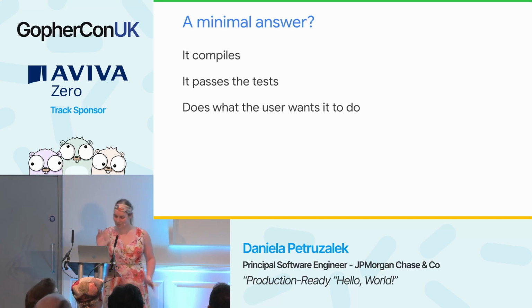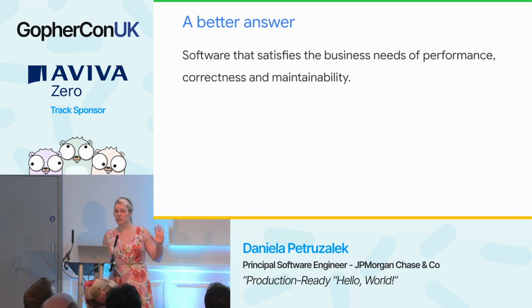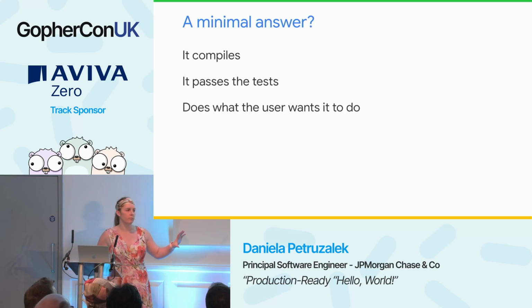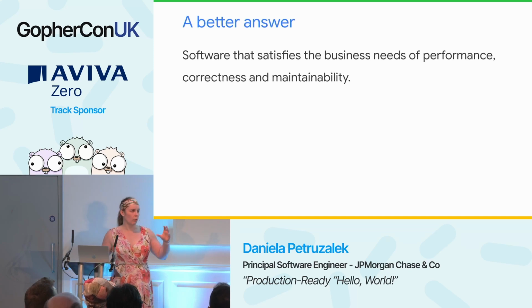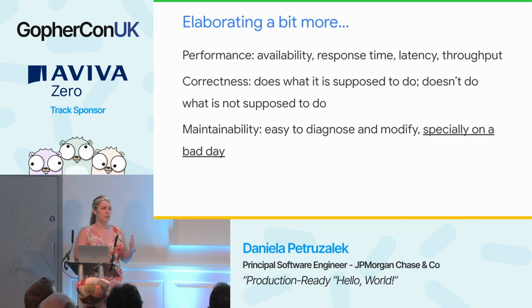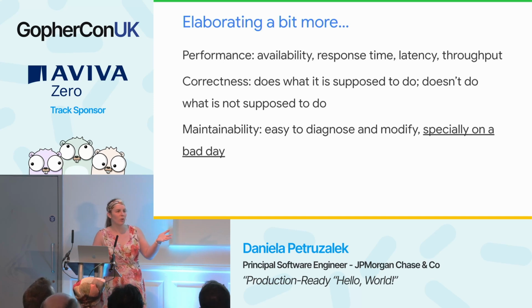Okay. So this touches some of the subjects that I care about, but I would consider a better answer to be something more like this: software that satisfies the business needs of performance, correctness, and, especially, ignoring this part here, maintainability. I chose those 3 words because they touch the non-functional aspects of the product, in terms of availability, response time, latency, throughput. On the correctness side, it touches on whether it really does what you're expecting it to do, because there's no point if it doesn't.